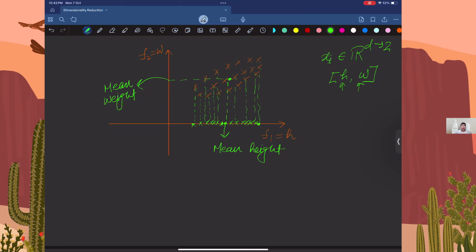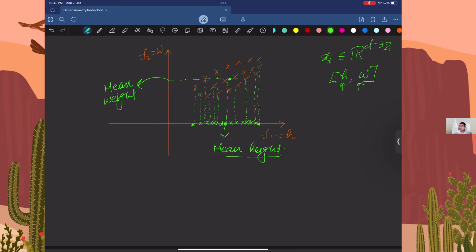Fine. Now, these points basically are the heights of the students. If I compute the mean height, if I take the mean of these points, I will get the mean height somewhere in between these two extreme points. Here, this will be my mean height.